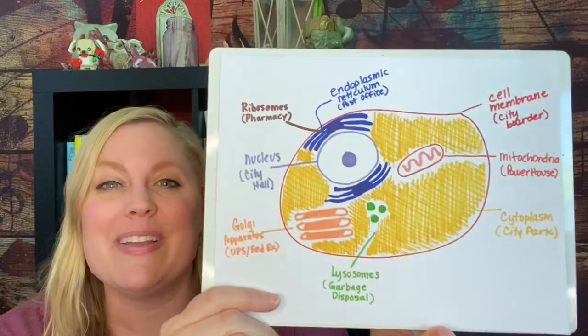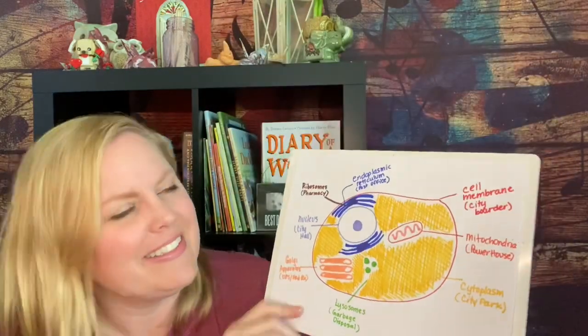Okay, so there you have it. Good job, everybody. Now you have a big job to do. You're going to show me and your other teachers that you understand all the parts of a cell, an animal cell specifically, and you're going to show us on the assignment that's in your Google Classroom. So I'll let you get to work. See you next time.